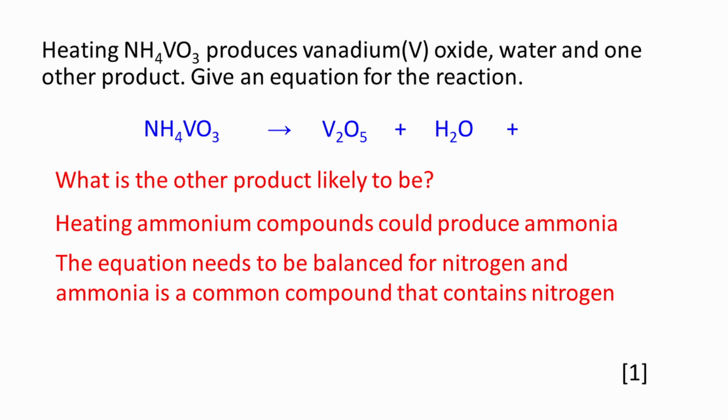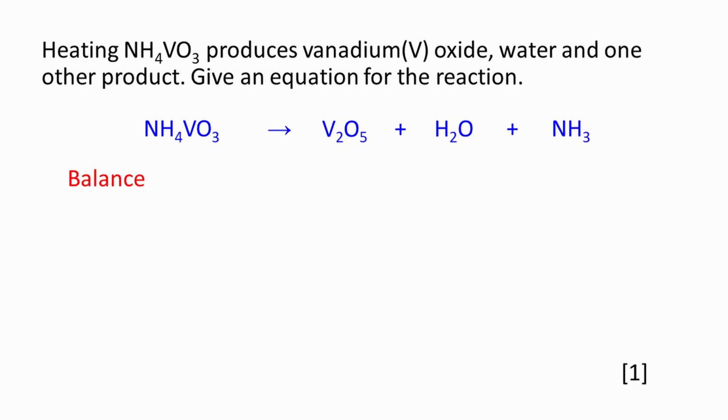Heating ammonium compounds could produce ammonia. The equation needs to be balanced for nitrogen, and ammonia is a common compound that contains nitrogen. Finally, we need to balance the equation. The question is now complete with the full balanced equation given in blue.